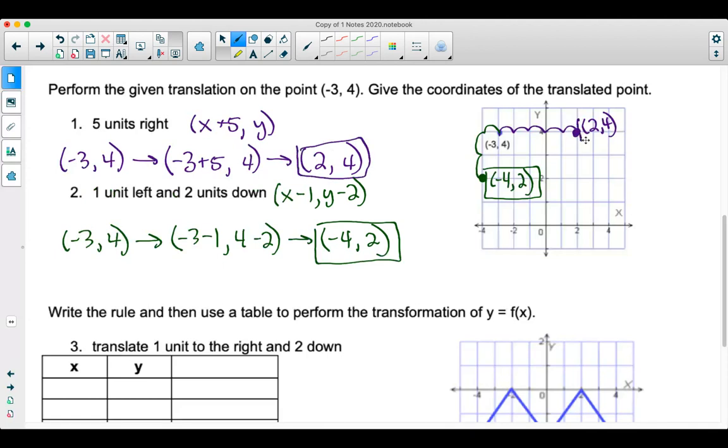So 2 different ways to do it. You can graph it out. If you start dealing with points that have bigger numbers, it's going to be easier to just try and do the arithmetic behind it like we did over here.